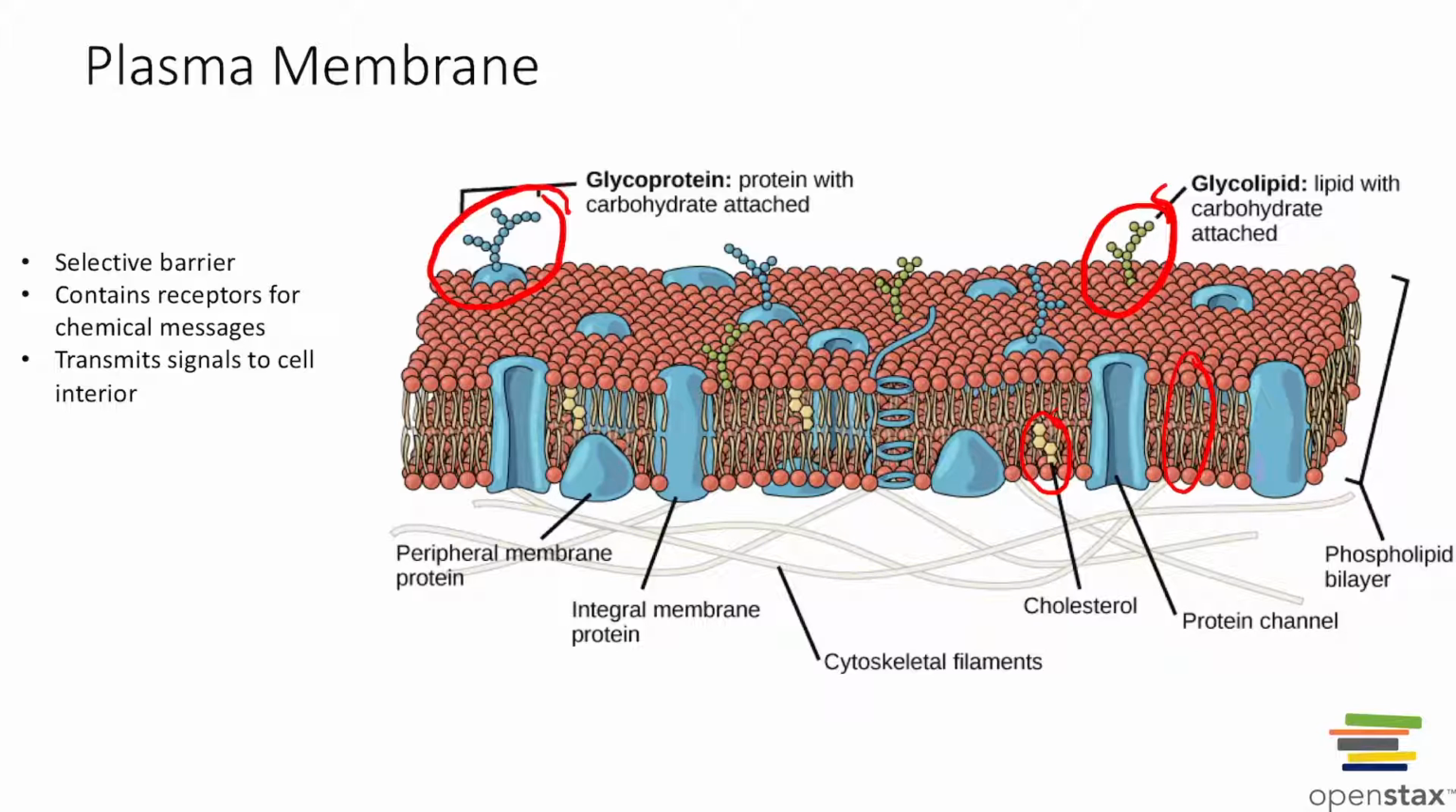There are lots of proteins throughout the cell membrane. There's going to be channel proteins, peripheral proteins, integral proteins that go through both sides. The plasma membrane is going to have receptors for messages and be able to transmit signals to the cell's interior.